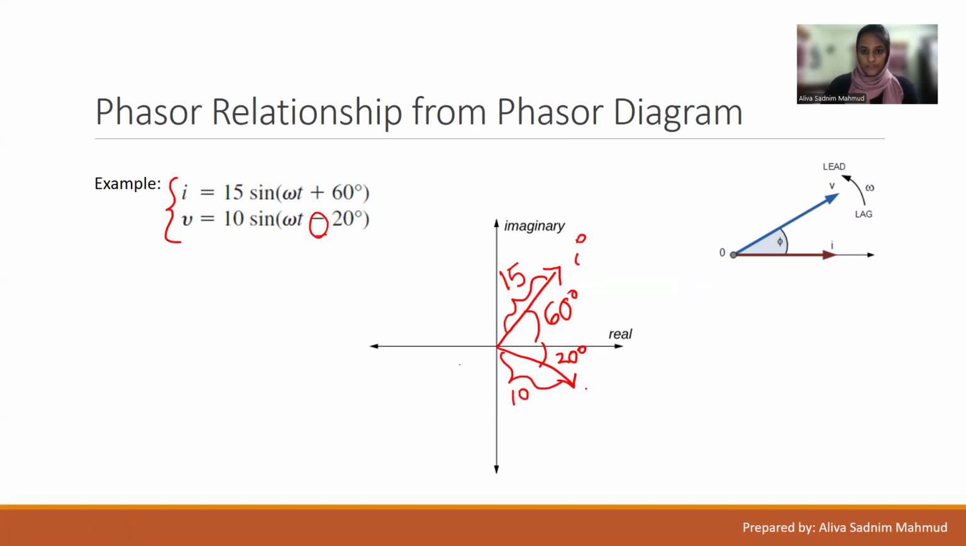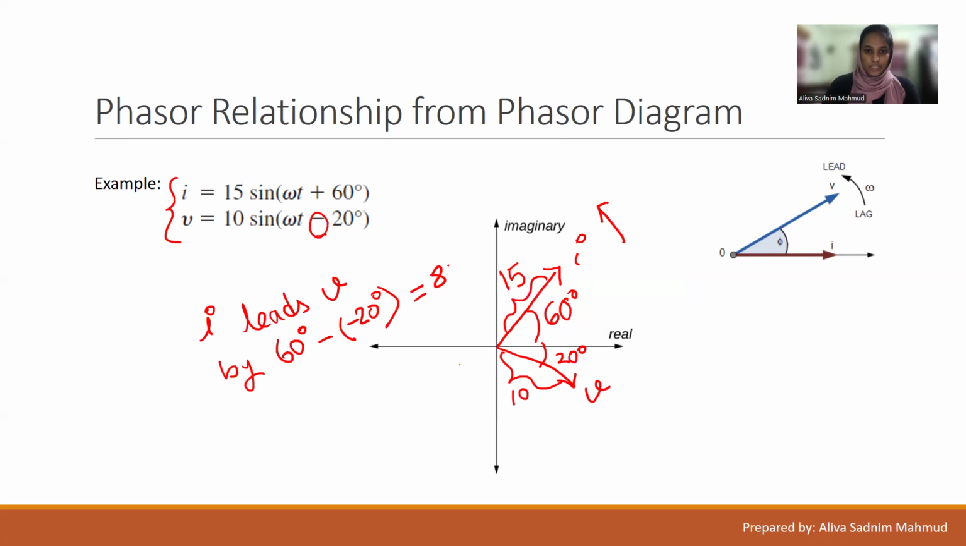Now, what will be the phasor relationship between them? Since I is in the leading direction, we will say I leads V by 60 plus 20 degrees, which is 80 degrees. Similarly, we can also say V lags I by the same angle.